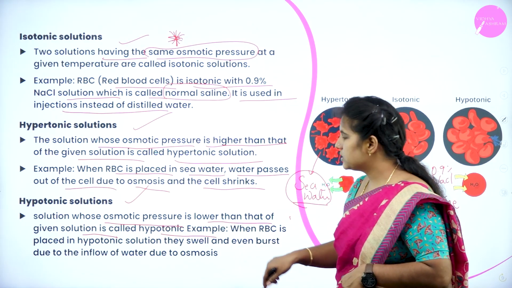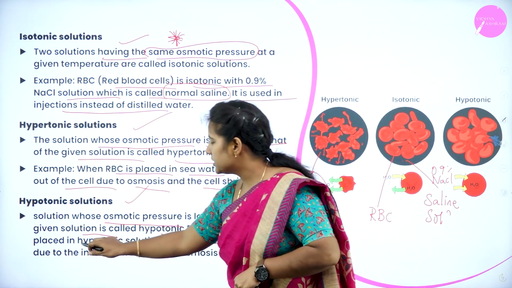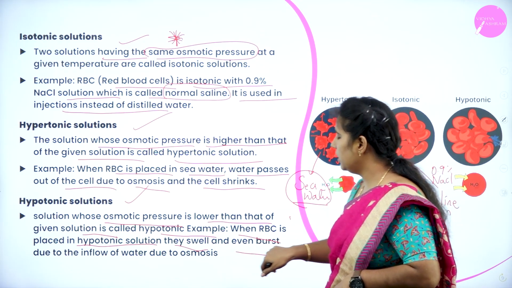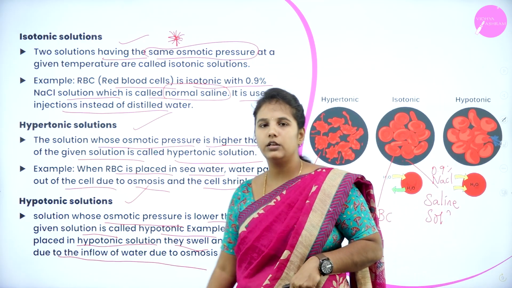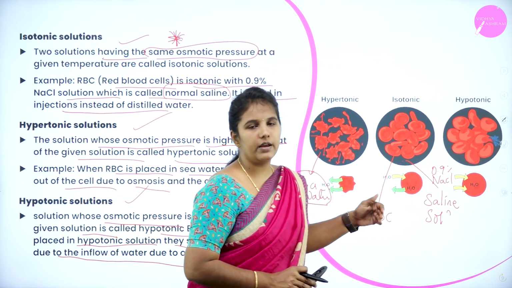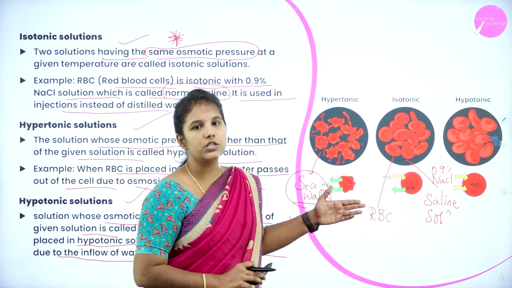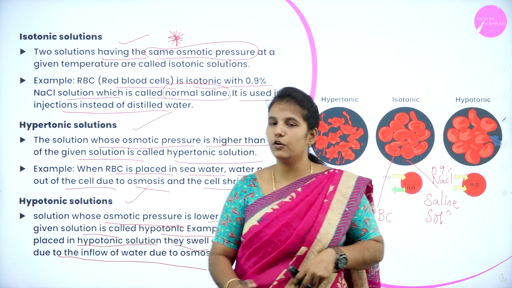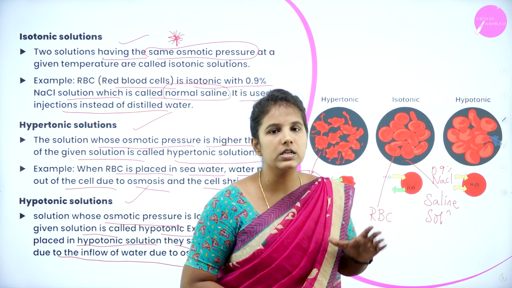So that it is known as hypotonic solution. Example, when RBC is placed in a hypotonic solution, they will swell and even burst due to the inflow of water due to osmosis. So here, in the hypotonic solution which I have placed the red blood cells, the concentration of the cells will be lower than that of the given solution. Such solutions are called hypotonic solution.